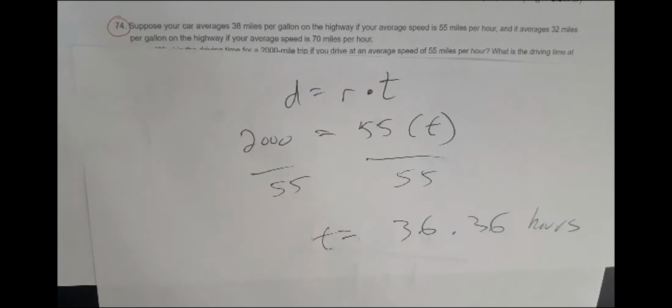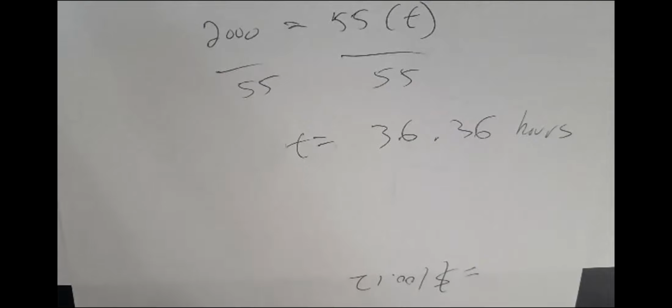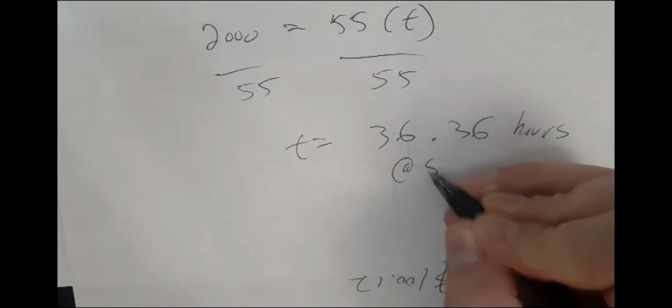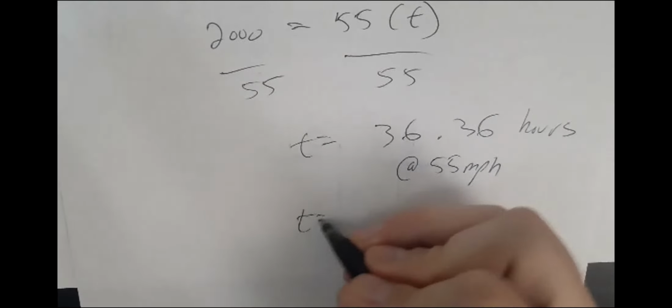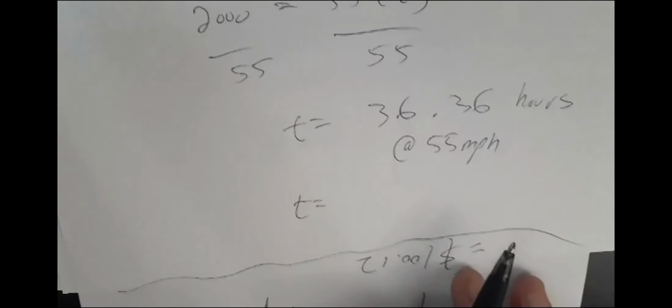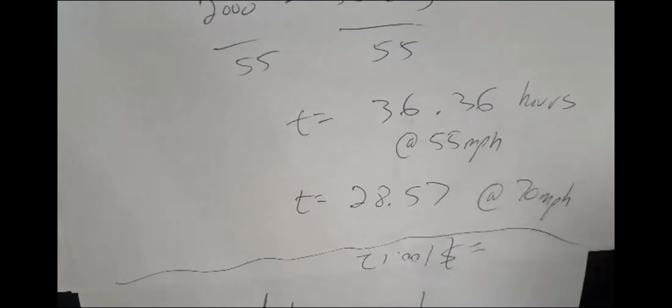We are talking about hours when we're talking about time in this problem. We're going miles and hours. Miles is our distance. Miles per hour is our rate. Our time is in hours. And what about driving 70? I'm getting something like 28.57 at 70.